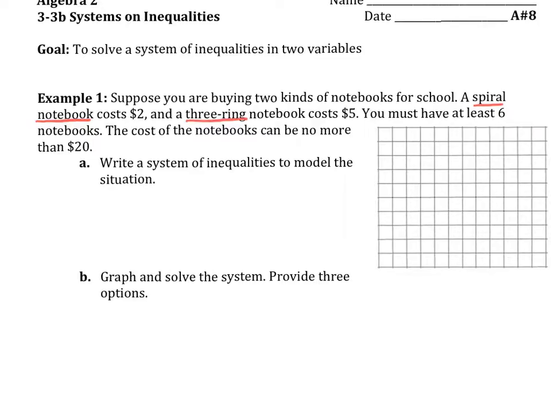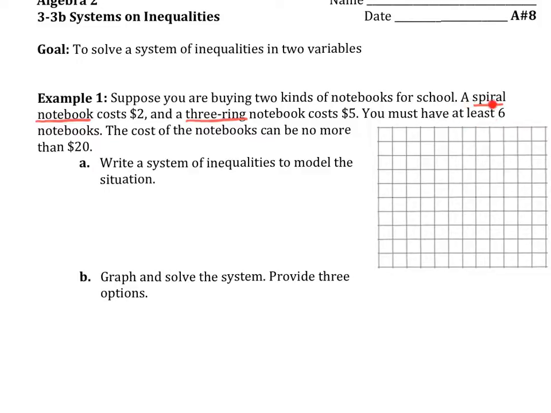But let's go ahead and continue here. I'll read it out loud for all of us. Suppose you are buying two kinds of notebooks for school. One's a spiral notebook, and that costs $2, and a 3-ring notebook, which costs $5. You must have at least 6 notebooks, and the cost of the notebooks can be no more than $20. So you have a budget of $20, but you also have at least 6, maybe 7, maybe 8.